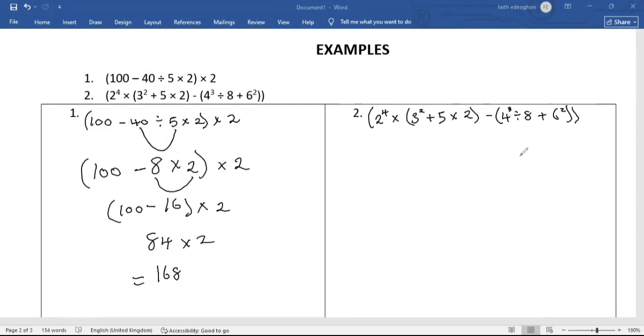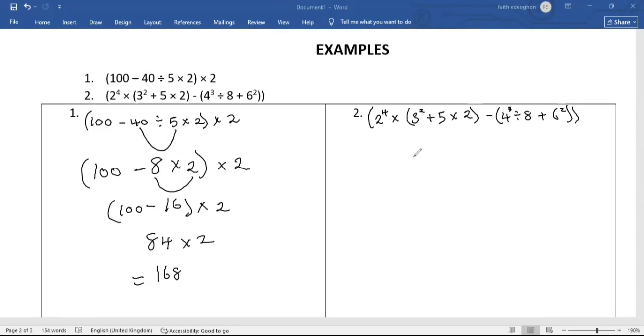Question 2 says 2 raised to the power of 4 times, in a bracket, 3 raised to the power of 2 plus 5 times 2, close your bracket, minus, open another bracket, 4 raised to the power of 3, divide by 8, plus 6 raised to the power of 2, close your bracket, and then close the last bracket. Okay, so which one do we do first?